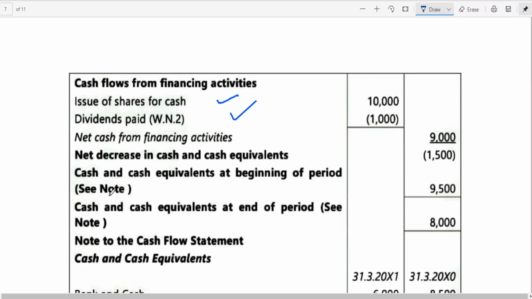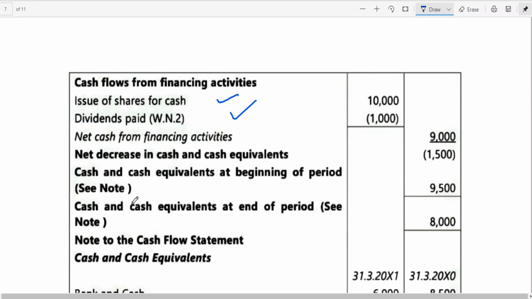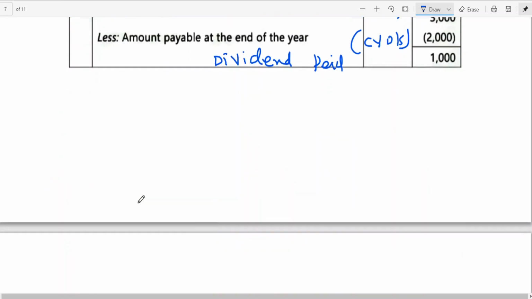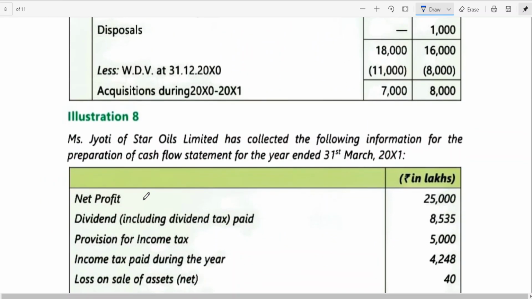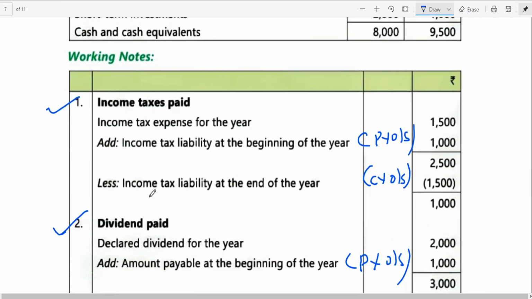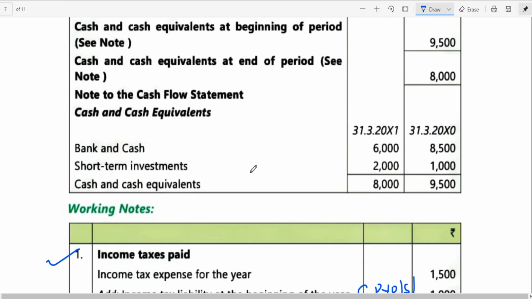To this, cash and cash equivalents at the beginning of the period. A note has been given. What is that note, sir? They have given a note about cash and cash equivalents. Note to cash flow statement: bank and cash opening, short term investment they have assumed as equivalents. This I have told you in the beginning.